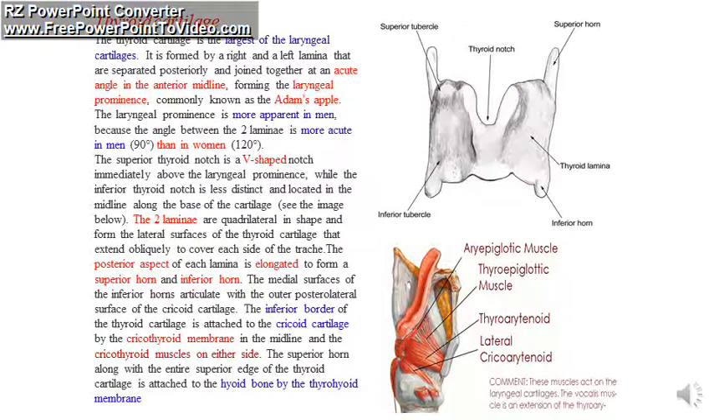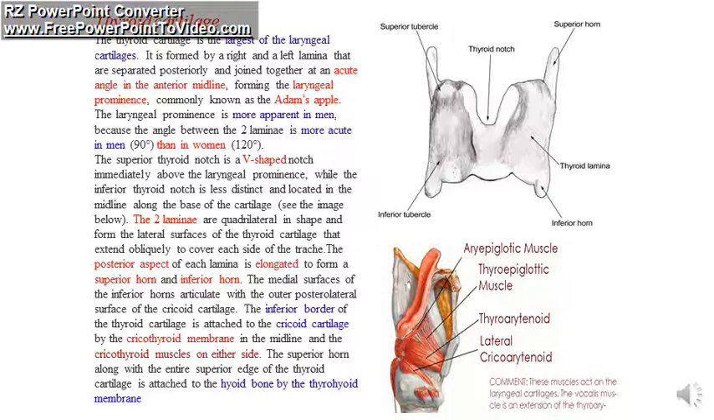The thyroid cartilage is the largest of the laryngeal cartilages.